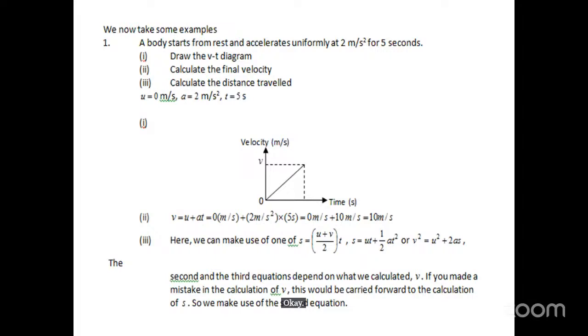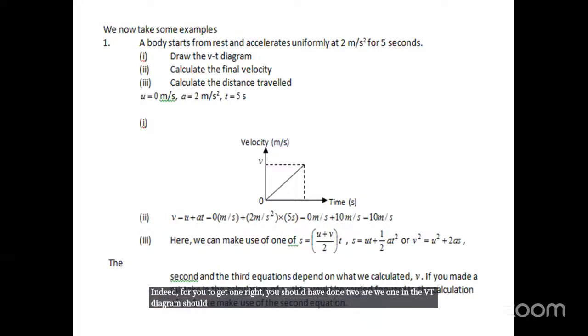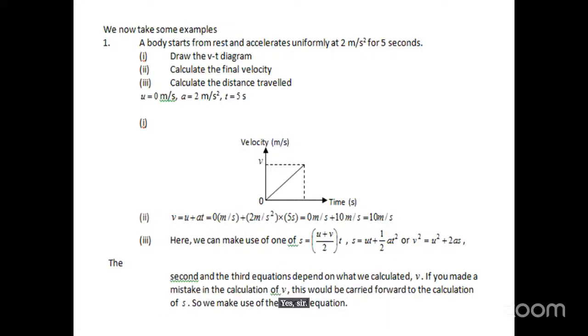Indeed, for you to get one right, you should have done 2. Our V in the VT diagram should have been labeled 10 meters per second, right? Velocity is already meters per second. Put 10 there. So in this case, you may first take question 2 before you take question 1.